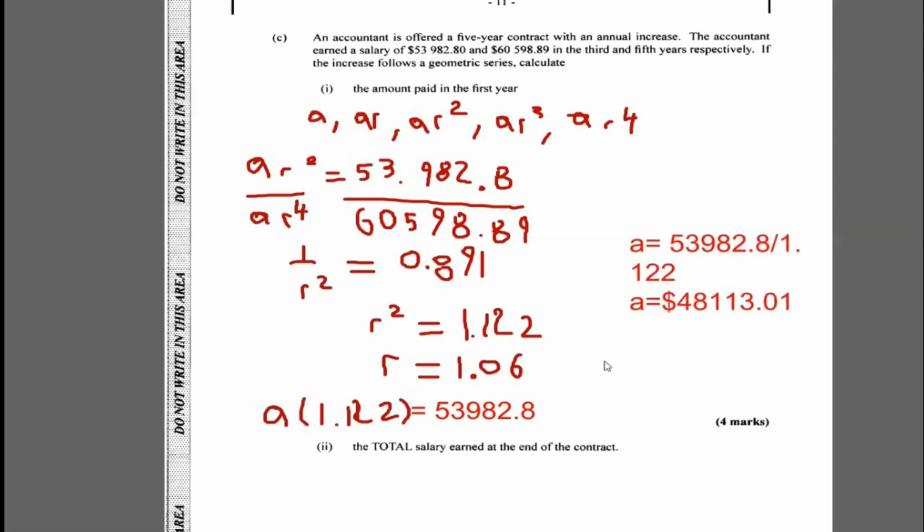So that is the amount paid in the first year. Give them a sentence. The accountant, I'm only assuming it's a man, is paid $48,113.01 in his first year. That is what he is paid in his first year.